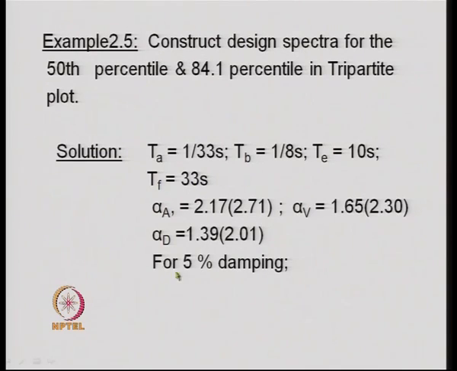And the alpha A, alpha D and alpha V values, these multiplying factors, can be taken from standard textbooks on earthquake engineering. For example, in this case alpha A was 2.17, alpha V was 1.65 and alpha D was 1.39. The values in the bracket denote the 84.1 percentile and the other the 50th percentile, and the damping was considered 5%.